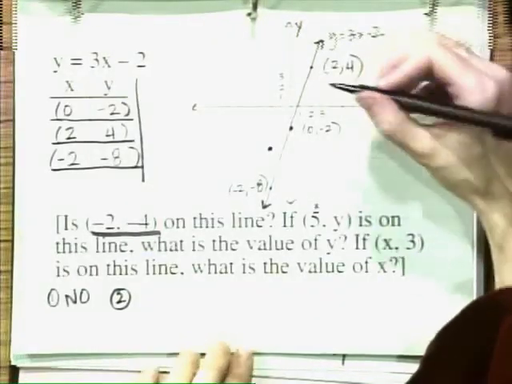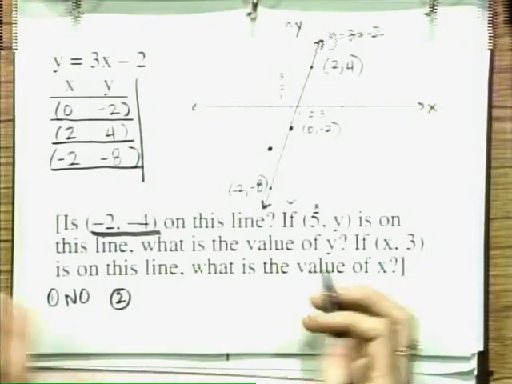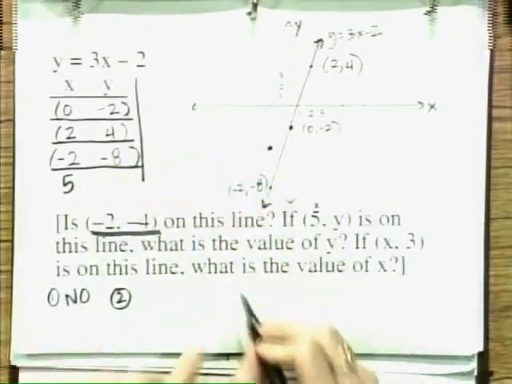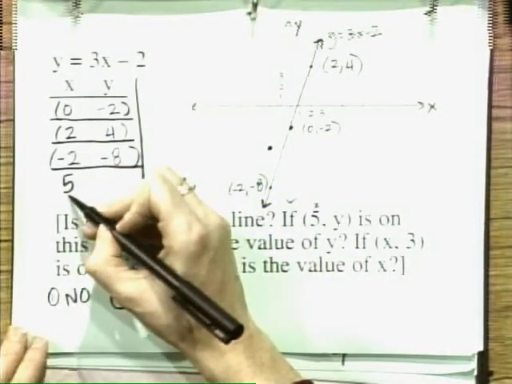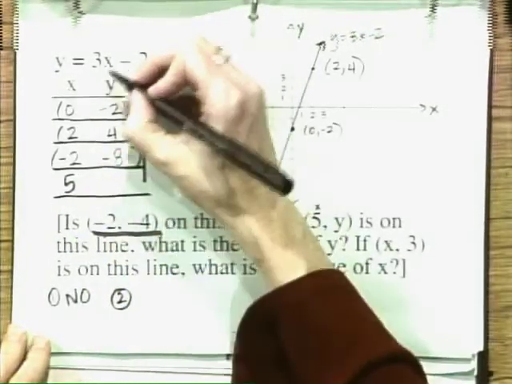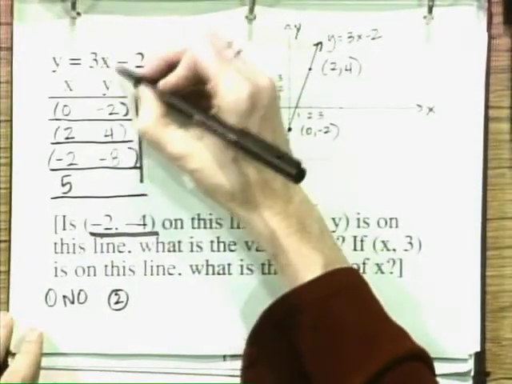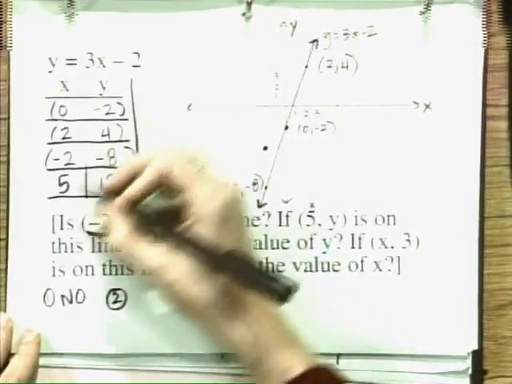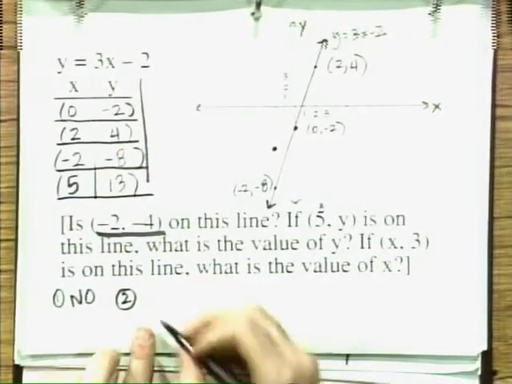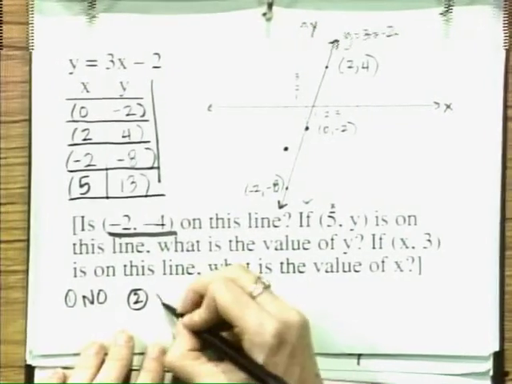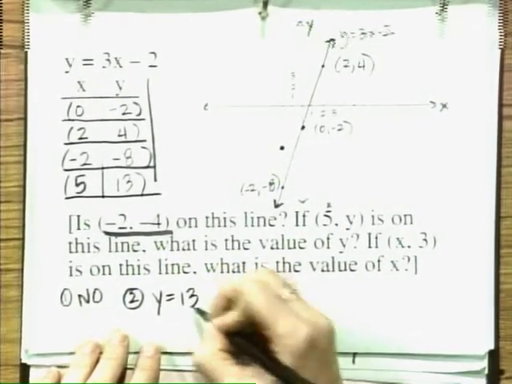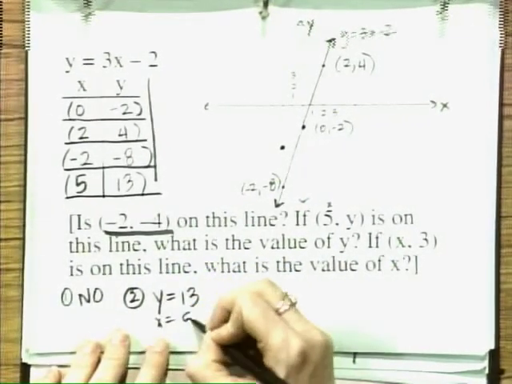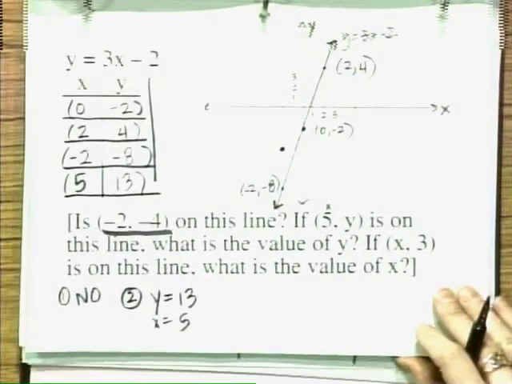So now let's use the equation. That means we're going to plug in x as 5. Okay, so let's see what happens. 3 times 5 is what? 15. 15 minus 2 is 13. What do you know? So our answer is, what is the value of y? y equals 13.